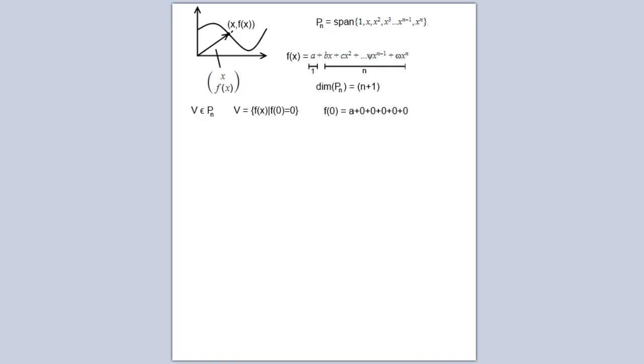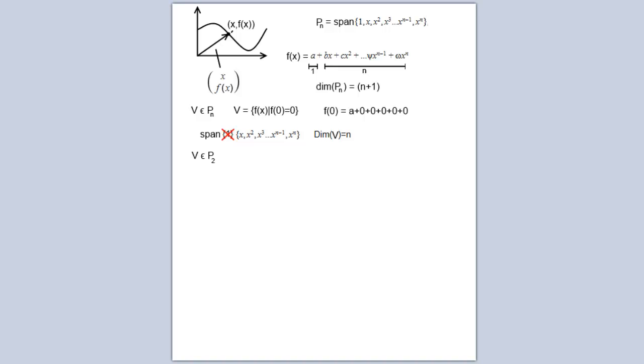It doesn't have a 0 multiplied by it. And therefore, the only way to make this 0 is if a is 0, but if a is 0, then the 1 is omitted, and the dimension becomes n, and the basis becomes x, x squared, x cubed, and so on.